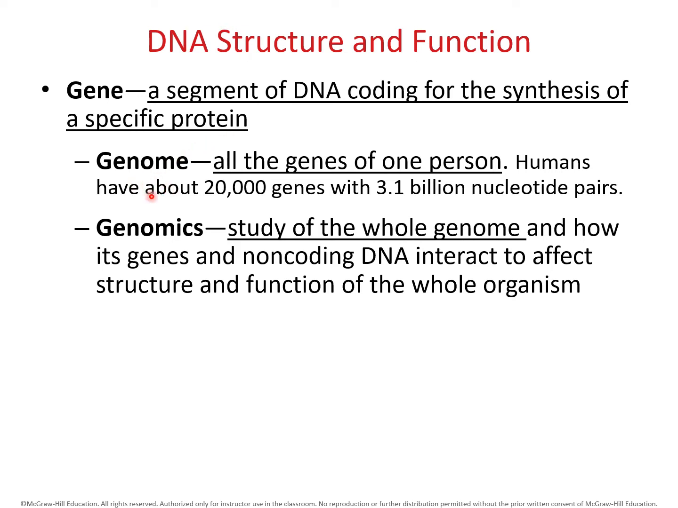What is the genome? The genome is simply referring to all of the genes in one person. I'm not going to ask you these numbers. This is just there if you're interested. Humans have about 20,000 genes, and this is going to equate to about 3.1 or so billion nucleotide pairs. Remember that DNA structure we looked at? 3 billion. Genomics is simply the study of the genome.